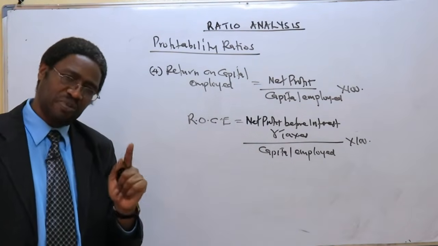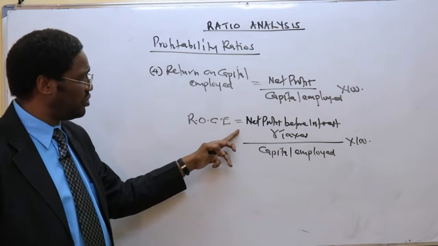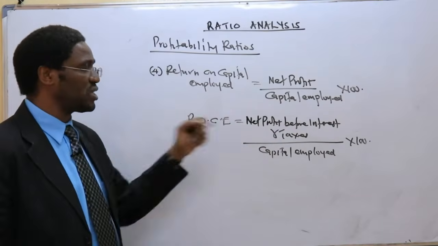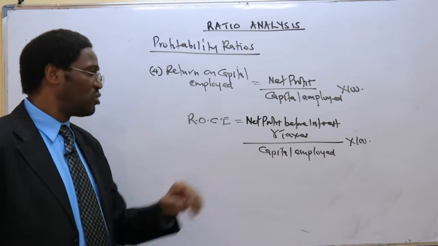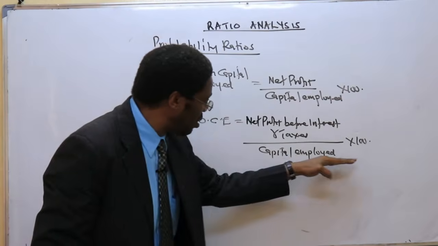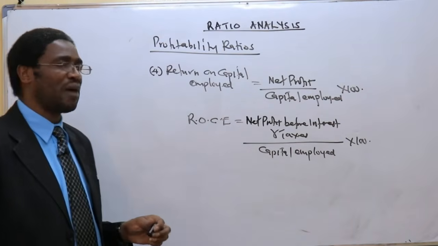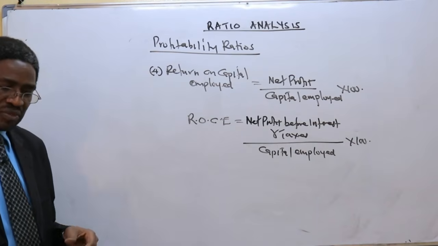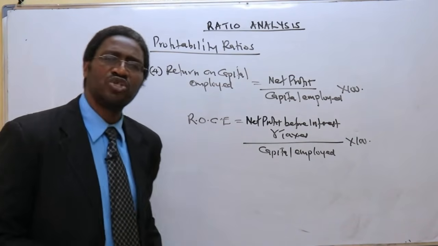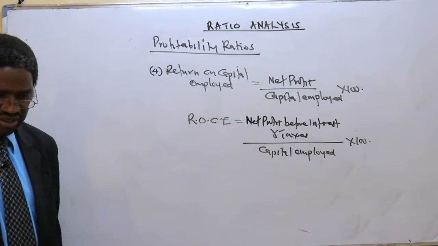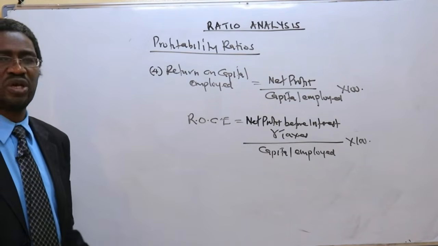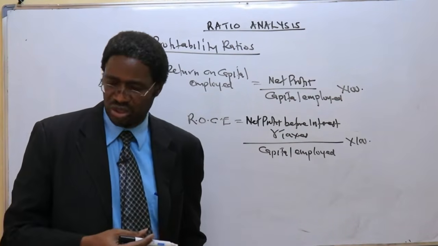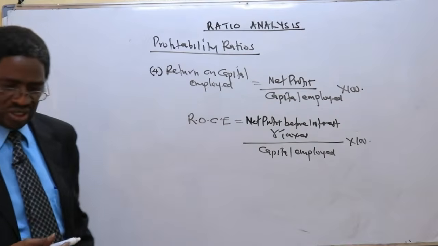But if it's a company, then we are saying take the net profit before what? Before you charge the interest and before you charge the taxes. Then whatever you get, that is what you now divide by the capital employed of that business. Now, the other question is, how do you determine the capital employed of a business? From the statement of financial position, how can you get the capital employed of the business?